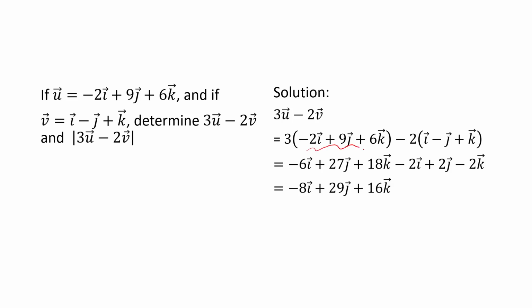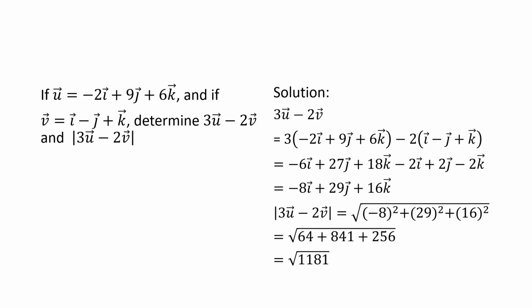u is the same as -2i plus 9j plus 6k, and v is the same as i minus j plus k. So we distribute in this 3, and we distribute in this -2. And when we do all that and we collect like terms, we ultimately get that 3u minus 2v is equal to negative 8i plus 29j plus 16k. Well, if we want to determine the magnitude of that vector, the magnitude of that vector will be the square root of 64 plus 841 plus 256.